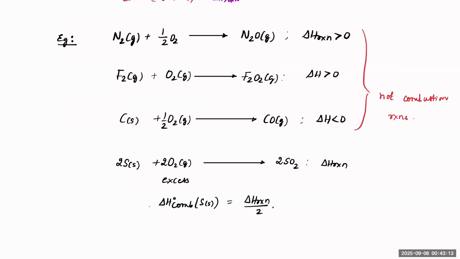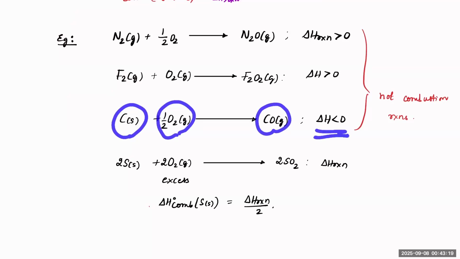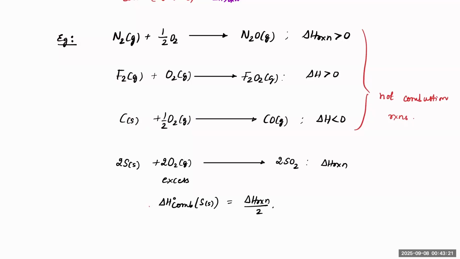Second thing, carbon plus half O2 giving carbon monoxide. This is exothermic, but this is not combustion. Why? Because the oxygen used is not sufficient. If you had used sufficient oxygen, this would have converted into CO2 and not CO. So you need to check the maximum oxidation, how far it can go. Carbon can go up to 2 oxygen combinations. So this is also not a combustion reaction.